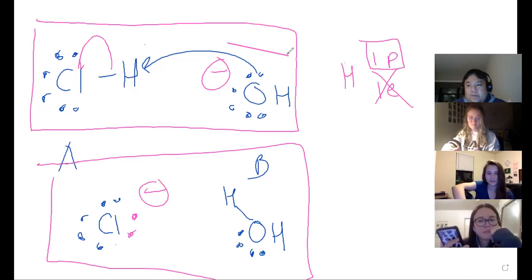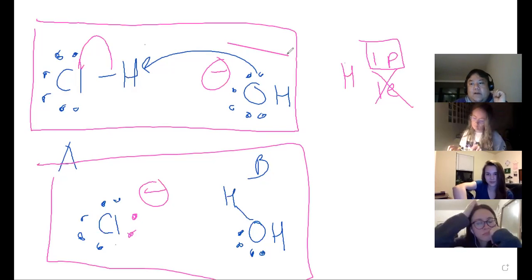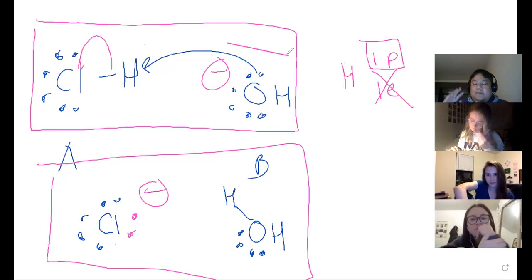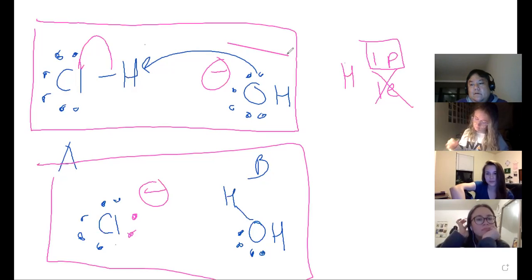This is one of my principles of mechanisms, whether it's arrow pushing or resonance. Whatever the overall charge was before has to be the same thing at the end. Are you okay with that? Are you guys all okay? Do you understand acid base a little bit better?